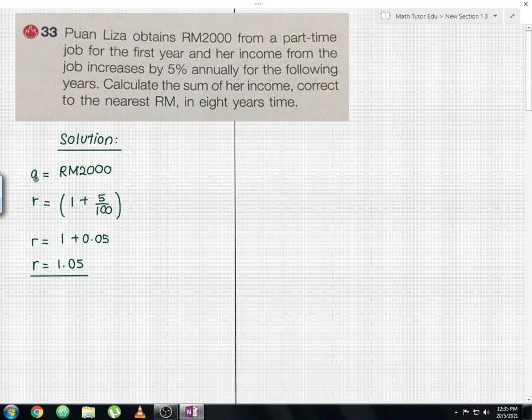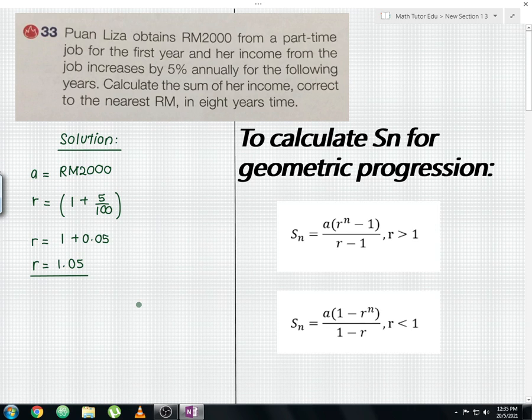Okay, we already know our first term A and we already know our common ratio R. The question asks us to calculate the sum of income correct to the nearest ringgit in 8 years time. Actually there are two types of formula that you can use to calculate the S n for geometric progression. The first one, you can use when your common ratio R is more than 1, and the second formula you can use when your common ratio R is less than 1. I'm going to show that formula on the right hand side, so you can use that as your reference.